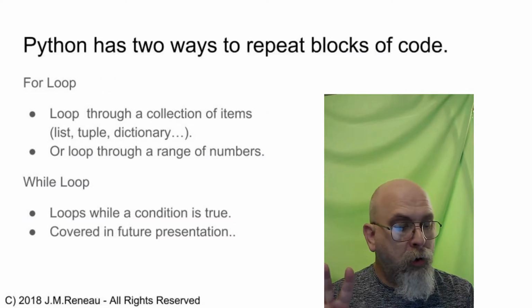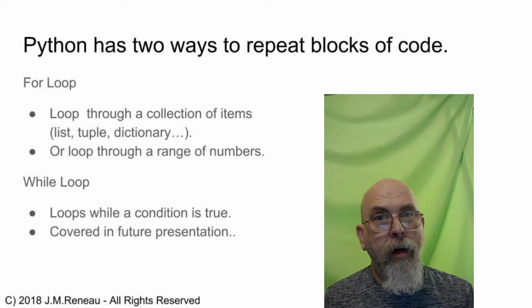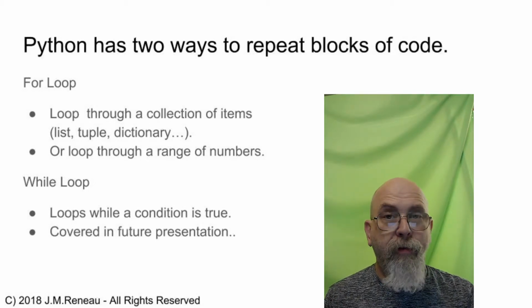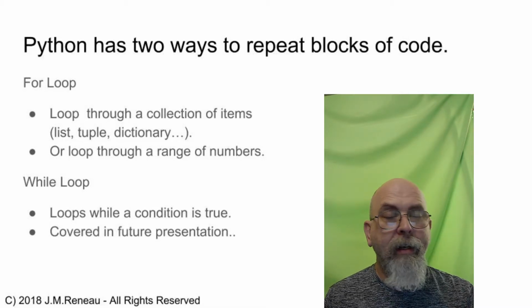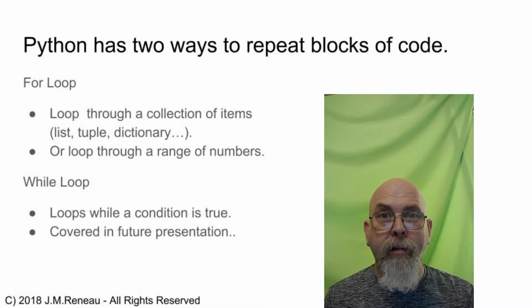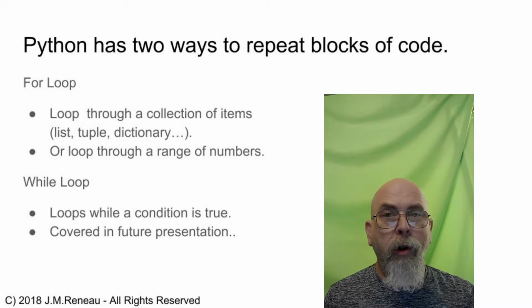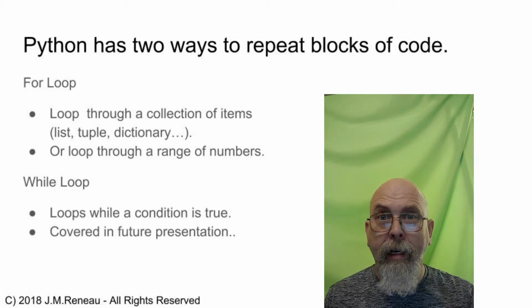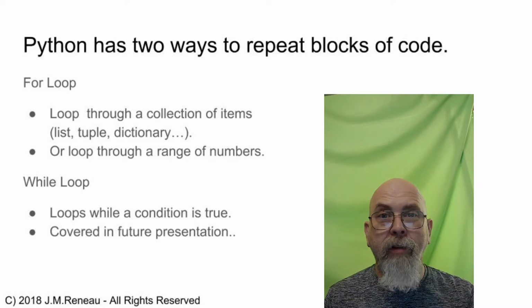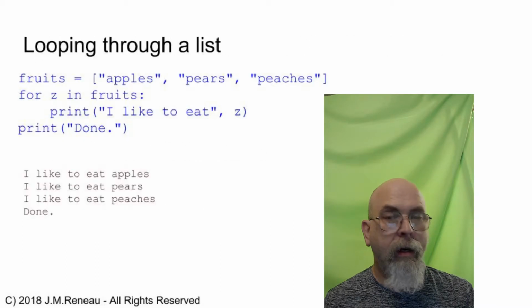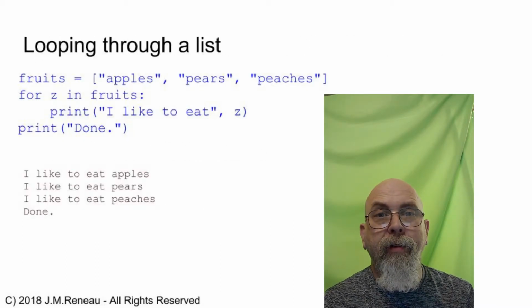Python has two main ways to iterate code. The first is the for loop, which we're going to cover this chapter, and the second is the while loop, which we will cover in a subsequent chapter. The for loop is used to iterate through a collection of items, like a list that we covered last chapter, or to loop through a range of numbers. Let's look at our first example of the for statement.